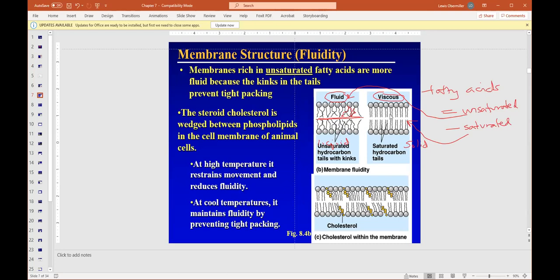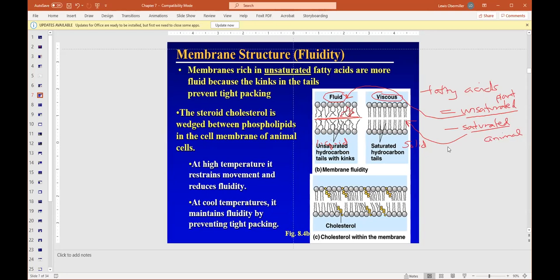So unsaturated fats, you guys are probably familiar with this. We talked about it in chapter 5. So usually these are plant-based, and saturated is usually animal-based. So plants are able to add unsaturated fatty acid tails if they get cold. A good example of this is winter wheat. So winter wheat changes its fatty acid tails depending on what the temperature is outside.